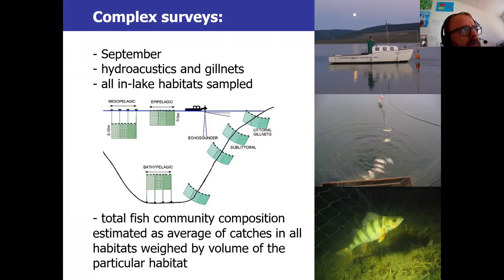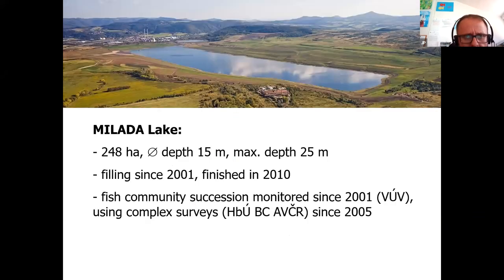For our surveys, we use so-called complex surveys. We combine hydroacoustics and gill nets because the gill nets can be placed in every habitat, every depth, both pelagic and benthic in the lake. And from this data, we are calculating the total fish community composition, their abundance and biomass.